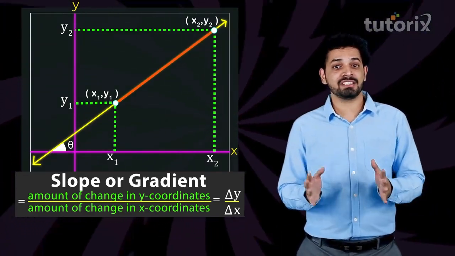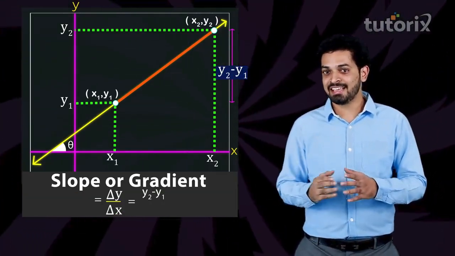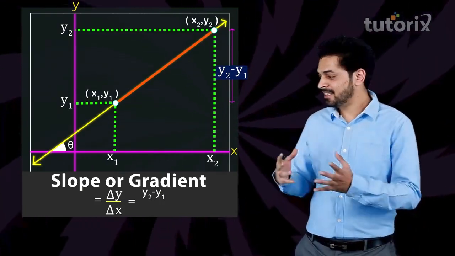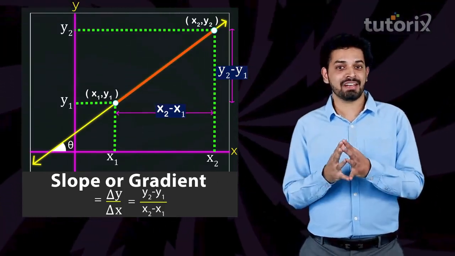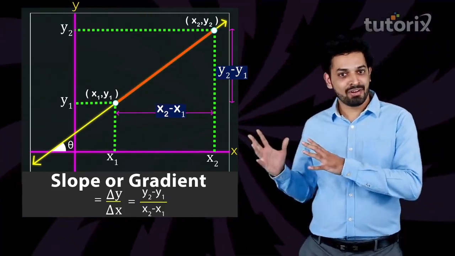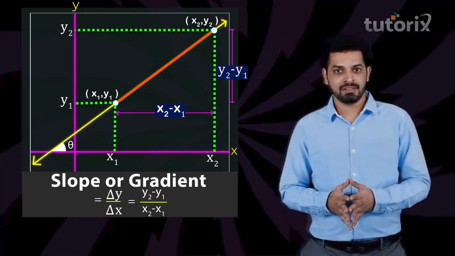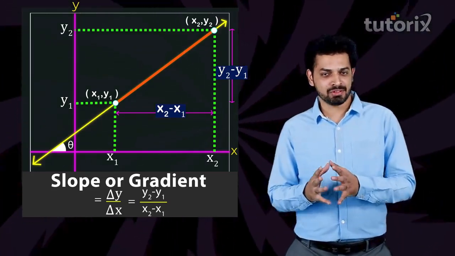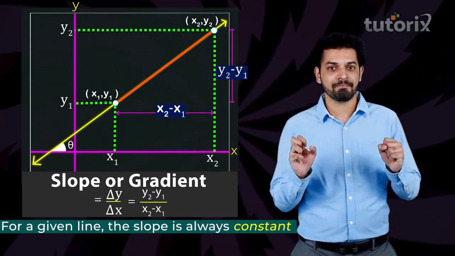Now the amount of change in the y coordinates is this vertical line segment y2 minus y1, and the amount of change in the x coordinates is the length of this horizontal segment, which is x2 minus x1. So the slope of the line is nothing but delta y by delta x, which is y2 minus y1 by x2 minus x1. Now there's something you need to know which is very interesting about a slope of a line. For a fixed straight line, the slope is always constant.